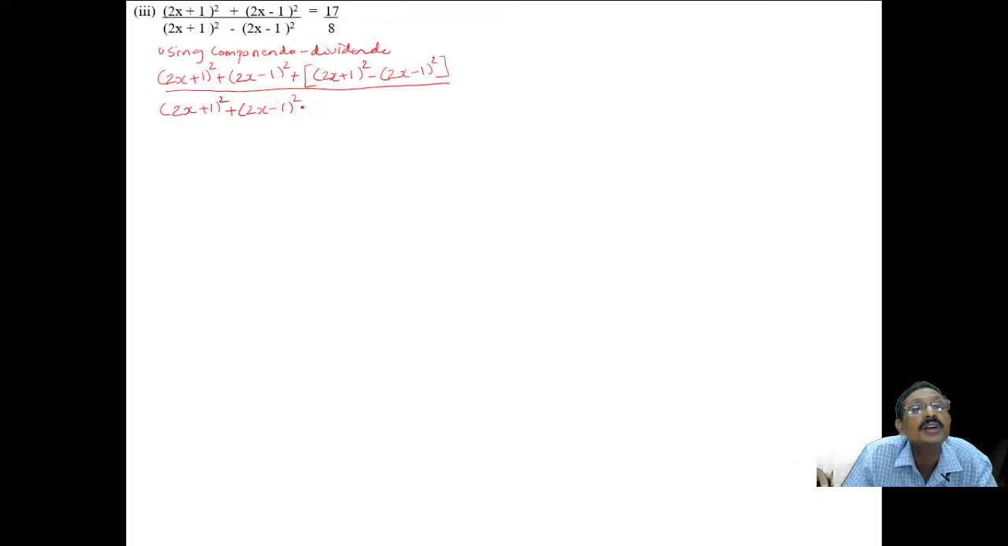Now what will come here? Minus (2x plus 1) square minus (2x minus 1) square. But on the right hand side also we have to do this, which is equal to (17 plus 8) upon (17 minus 8). Therefore, now what we have to do? We have put brackets over here. Let us open the brackets and see.